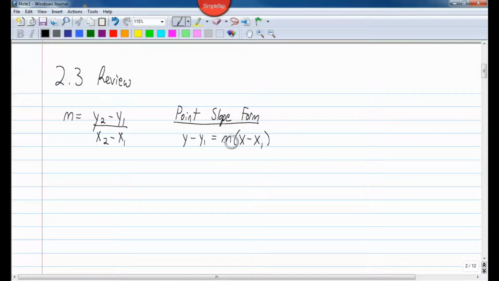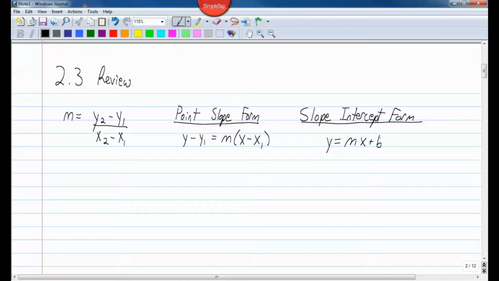If we multiply out the right side and we move the y sub 1 over, then we can put the equation in slope-intercept form. And slope-intercept form is y equals mx plus b, where m is the slope and b is the y-intercept.